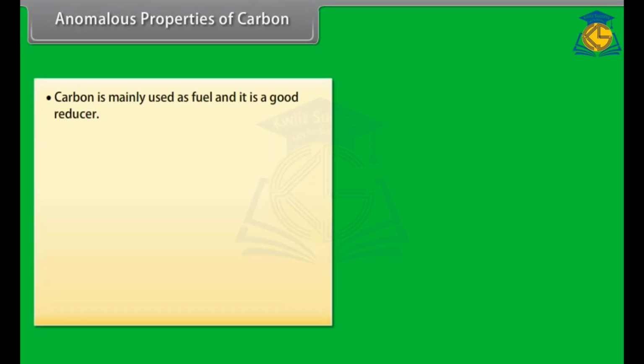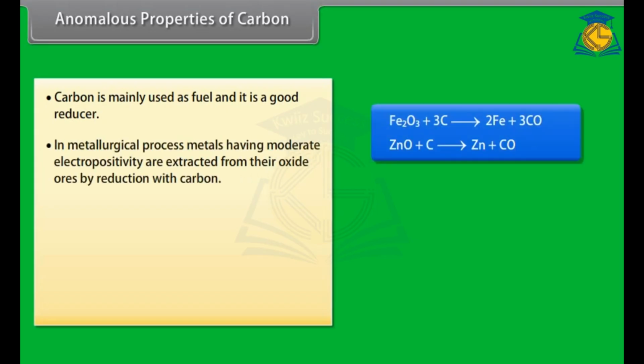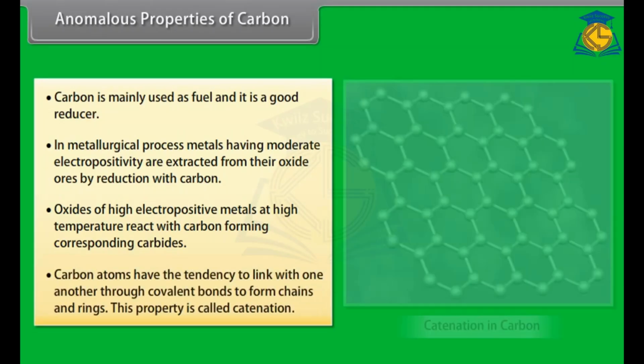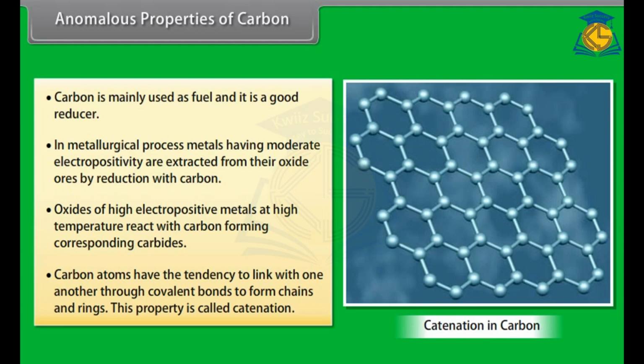Anomalous properties of carbon. Carbon is mainly used as fuel and it is a good reducer. In metallurgical processes, metals having moderate electropositivity are extracted from their oxide ores by reduction with carbon. Oxides of highly electropositive metals at high temperature react with carbon forming corresponding carbides. Carbon atoms have the tendency to link with one another through covalent bonds to form chains and rings. This property is called catenation.